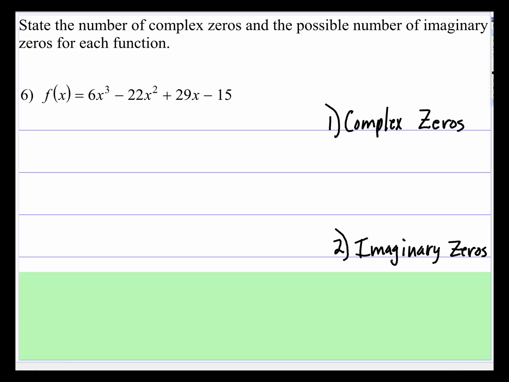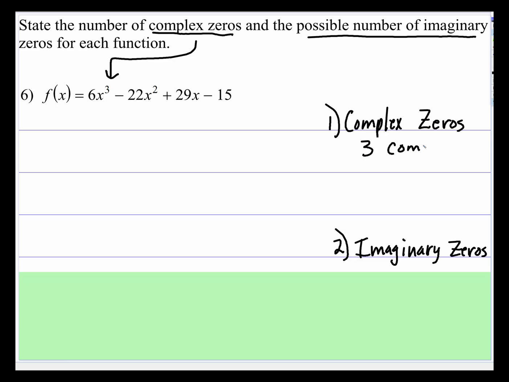Okay, this will be quick. State the number of complex zeros and the possible number of imaginary zeros for each function. So for the exact number of complex zeros, all you do is look right there. You look at the highest degree exponent, and that's the number. So there will be 3 complex.